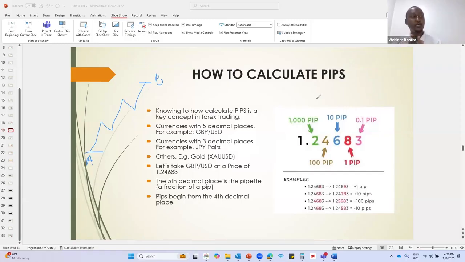So there are two types of currency pairs. We have currency pairs with 5 decimal places, and we have currency pairs with 3 decimal places, right? All these have a different way of calculating the PIP value. So how do you go about it? We'll begin with currency pairs with 5 decimal places, like GBP USD, Euro USD. Let's take a pair like GBP USD. I'll call it GU, G to represent GBP and U to represent the dollar. And we take this price given here, 1.24683.